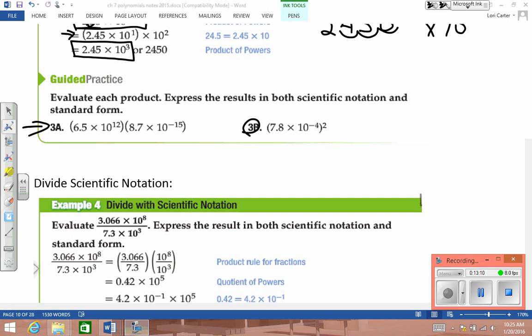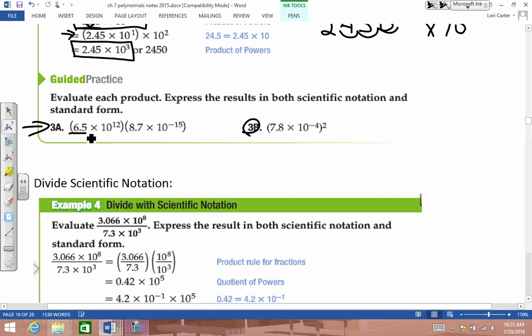Can I put it up on the board? I just did the first step. Can I put it up on the board, please? What's 6.5 times 8.7? What'd you get? 56.55. 56.55. Times 10 to what power? Negative 3. Am I done?